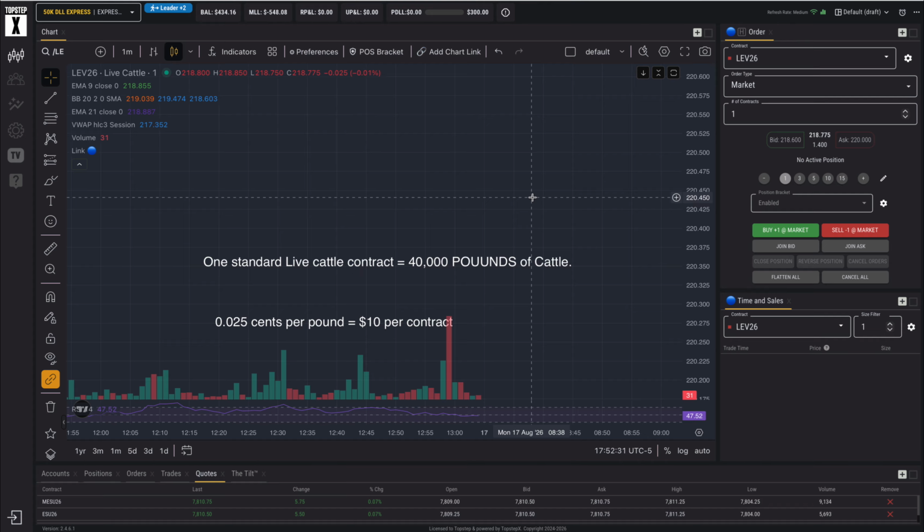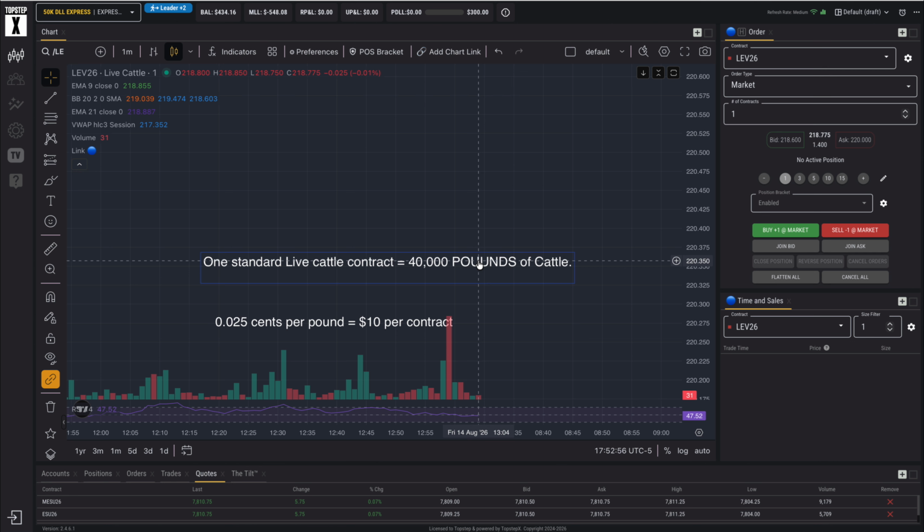But here's where things get really crazy. One standard live cattle contract represents 40,000 pounds of cattle. 40,000 pounds. So when you hear someone say, I bought one cattle contract, they're not talking about one cow. They're talking about a standardized futures contract representing 40,000 pounds of cattle.